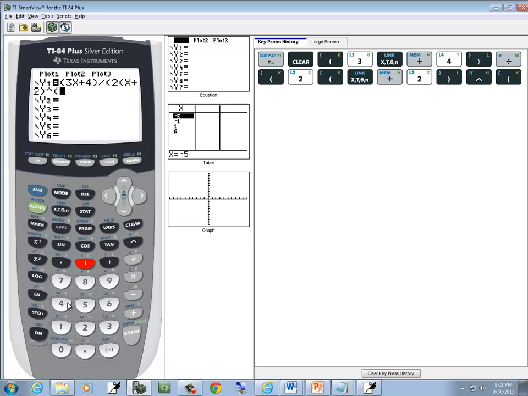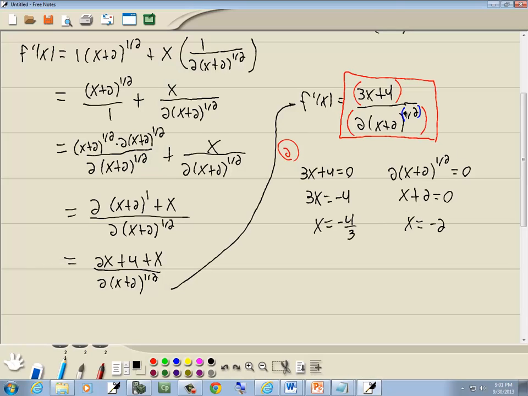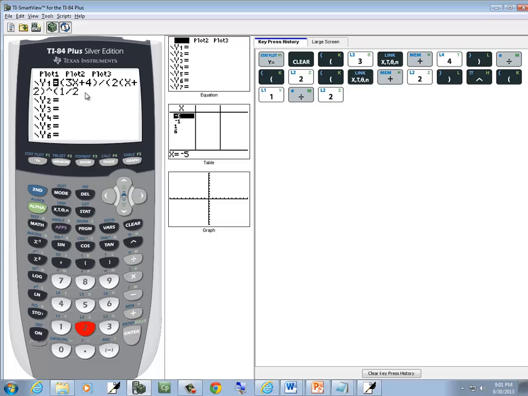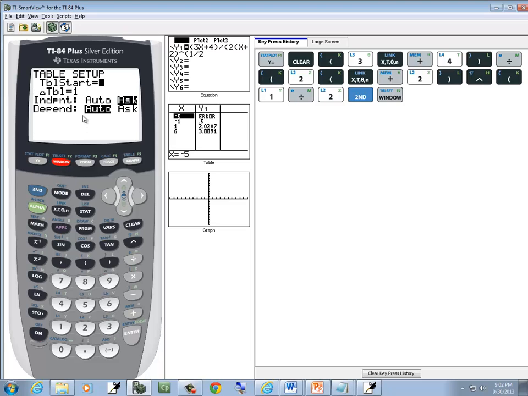And then we'll do a beginning parentheses 1 divided by 2. That beginning parentheses is this first blue one, 1 divided by 2. Now if you want to put the closing ones on at the end, you can, but you don't need them. Now let's go make sure our table is set up correctly. Do second window. And your independent should say ask. If it doesn't say ask, then down arrow to that line, right arrow, put your flashing cursor on ask and press enter. Mine already says ask, so I'm fine.